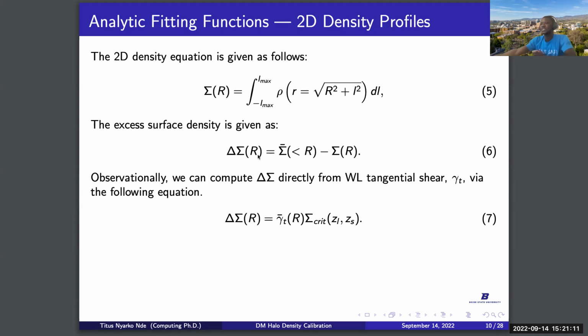So what we now tend to be interested in is something we call the delta sigma, okay? And this delta sigma we call the excess surface density. It's just basically the mean surface density within a certain radius minus the actual surface density. So if you think of this statistically, this is more or less like the actual data minus the predicted data, and it's just basically noise. So this delta sigma becomes so noisy to model.